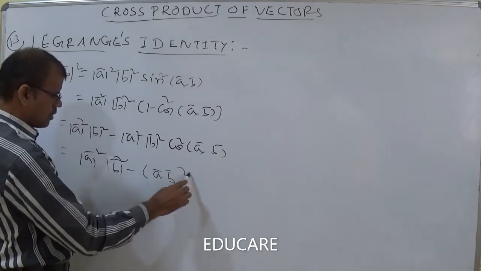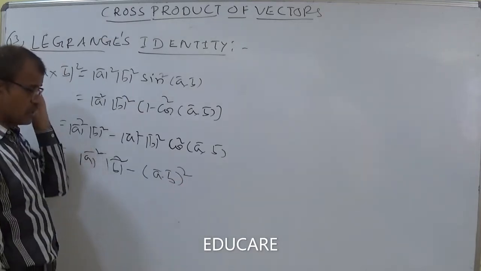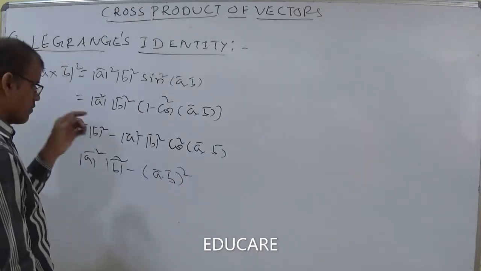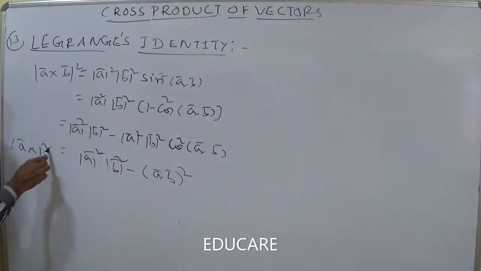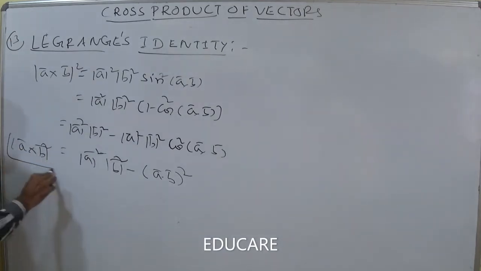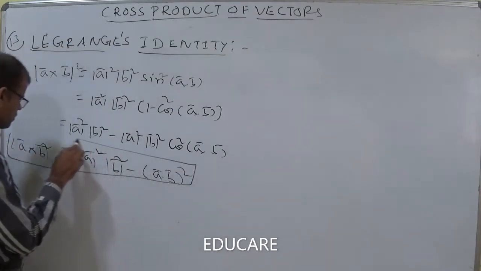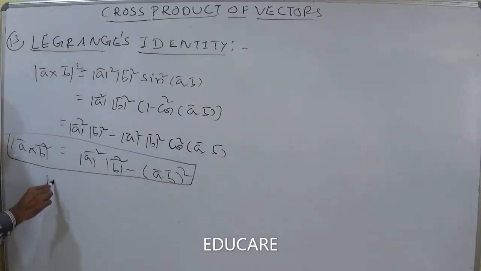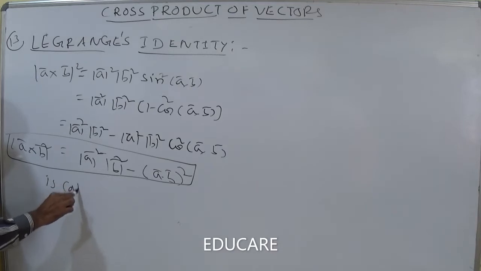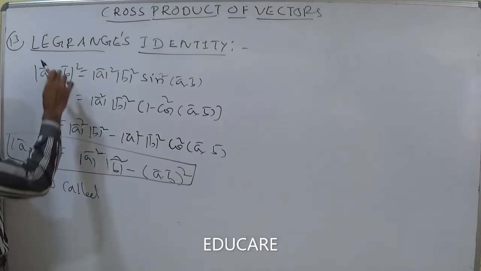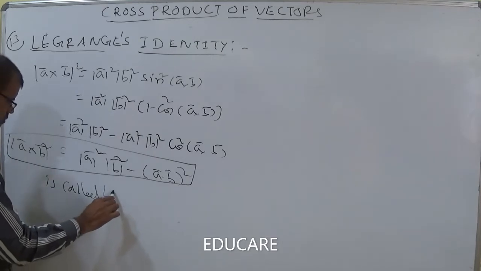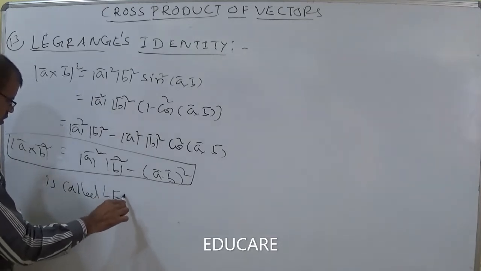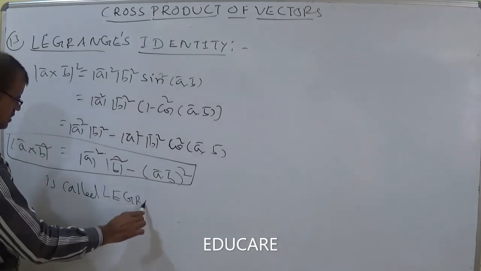What is the A bar dot B bar definition? Mod A into mod B into cos theta. For that, the whole square: modulus of A cross B whole square is equal to mod A square mod B square minus A bar dot B bar whole square. This was invented by Mr. Lagrange, and it is called Lagrange's identity.